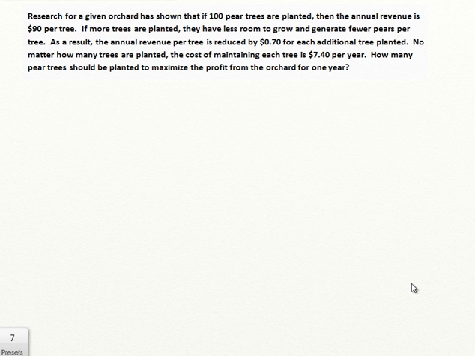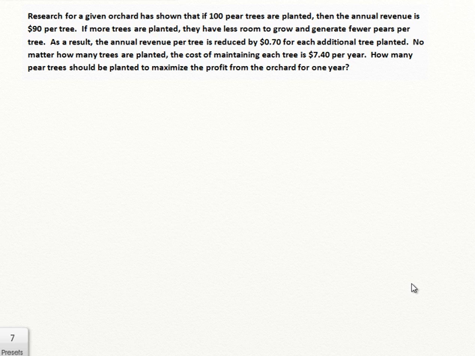So the profit is the revenue subtract the cost. Okay, so in this word problem, they're describing an orchard, and the orchard currently has 100 trees planted, and their analysis of this orchard has told them that the annual revenue per tree is $90. So they aren't happy with that, and they'd like to increase profits. So what they propose to do is to change the number of trees that are currently planted in the orchard.